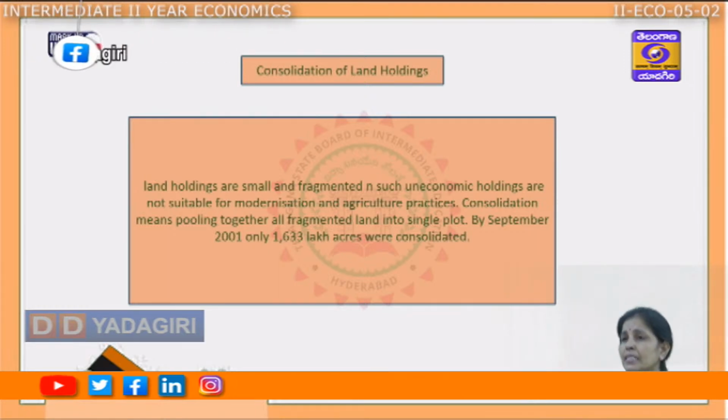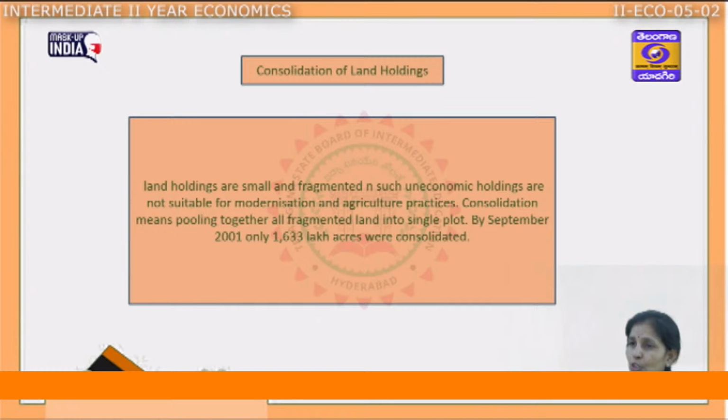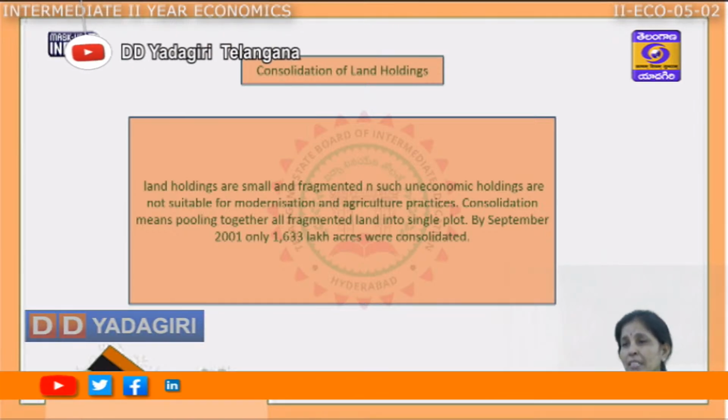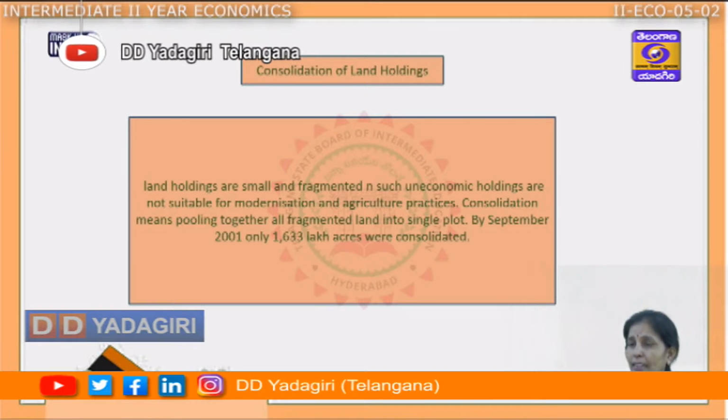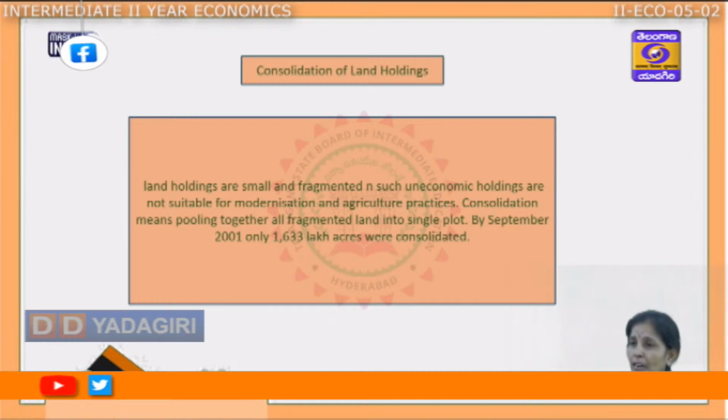When the land is subdivided and fragmented, it is not encouraging for any modernization, and it becomes very difficult for a farmer to supervise all this fragmented land. So the government has come out with a provision: all the fragmented and subdivided land will be pulled up into one single block, and this has increased our agriculture cultivation.